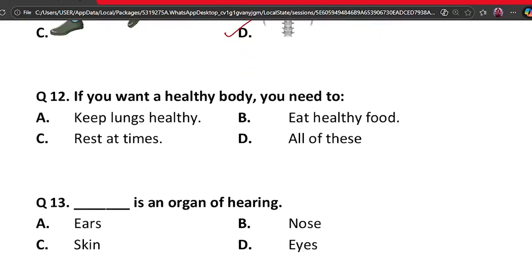Our next question is question number 12. If you want a healthy body, you need to A. Keep lungs healthy, B. Eat healthy food, C. Rest at times, and D. All of these. The correct answer is option D.